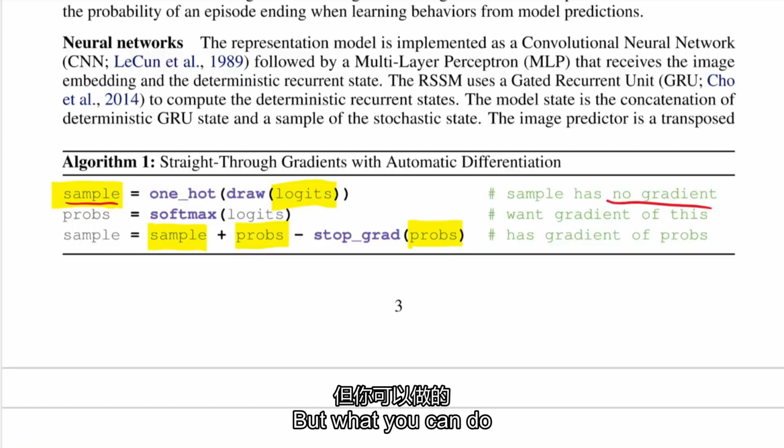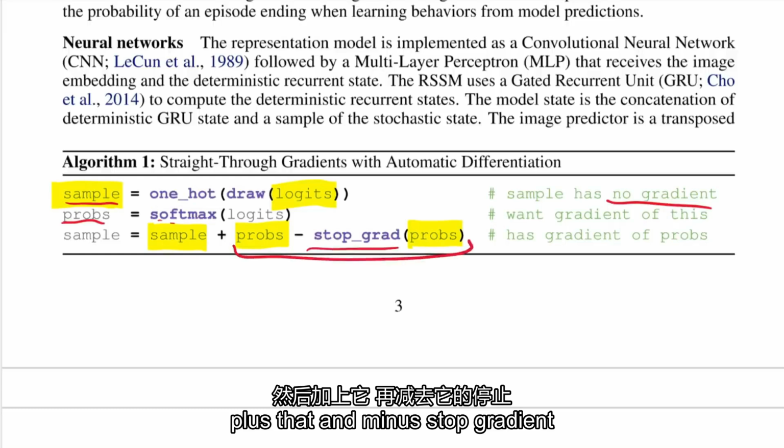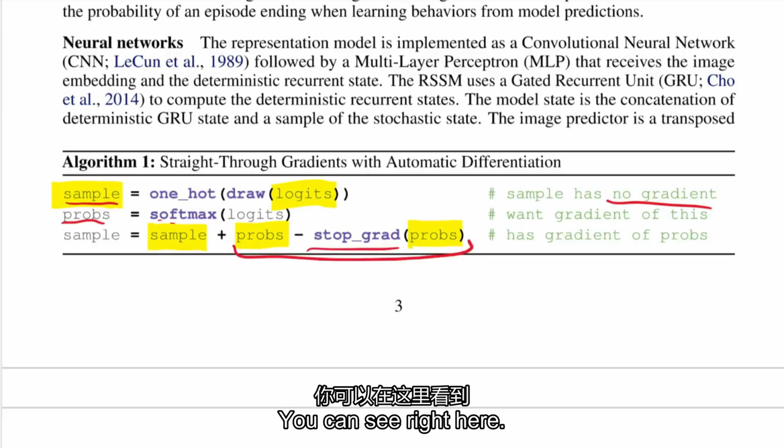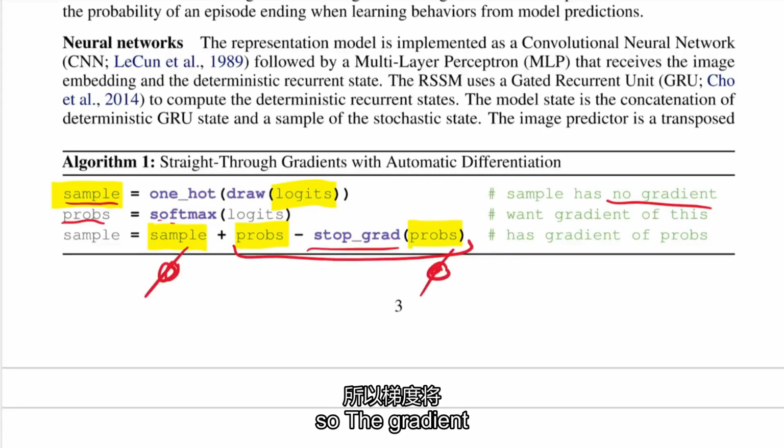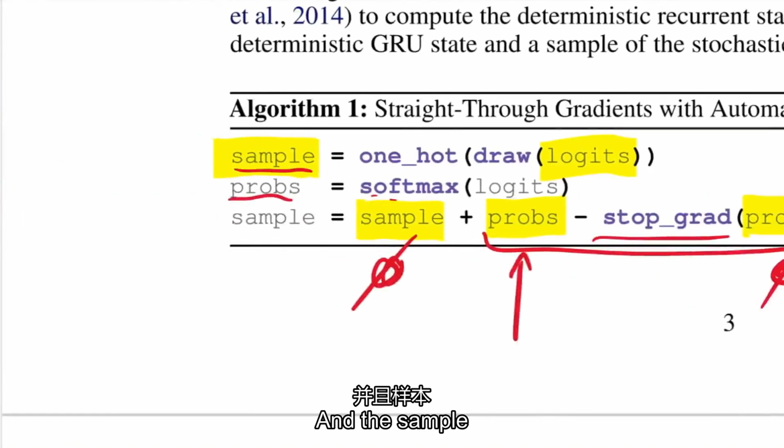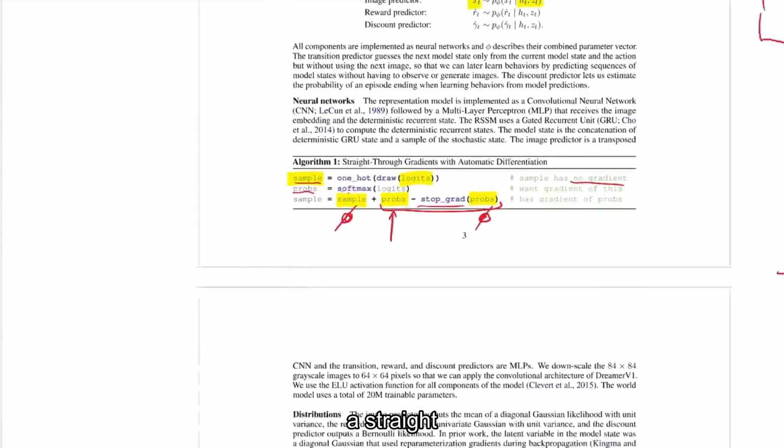But what you can do is calculate the probabilities here, the thing you want to backpropagate, and then do plus that and minus stop gradient of that. You can see right here, this has no gradient. So the gradient is going to be as if you had forward propagated this probs variable. But on the forward pass, the probs variable exactly cancels out with itself, and the sample is forward propagated. This is called a straight through estimator.